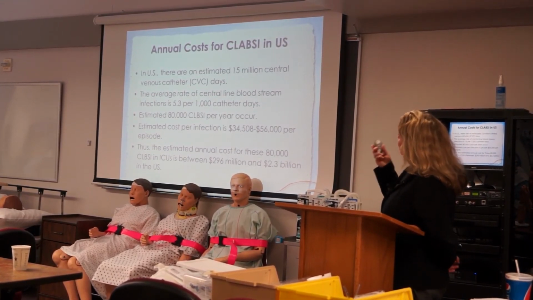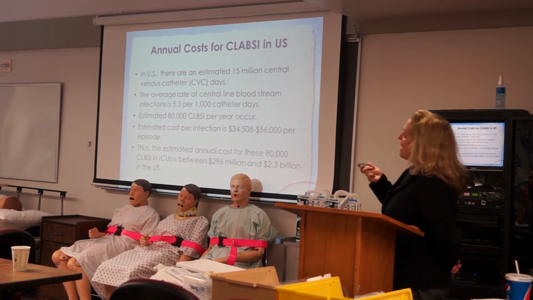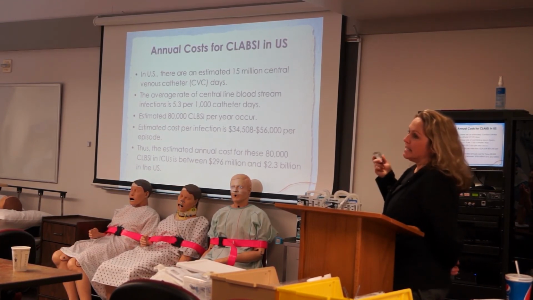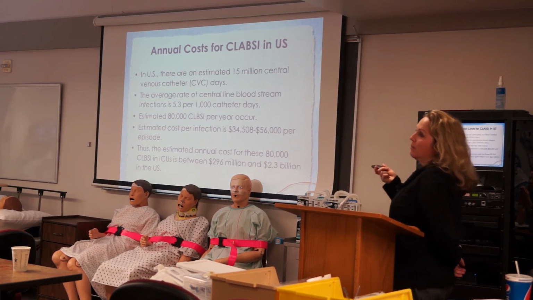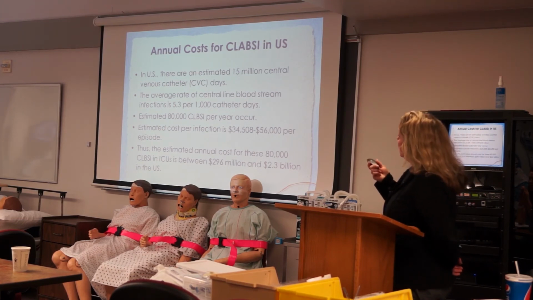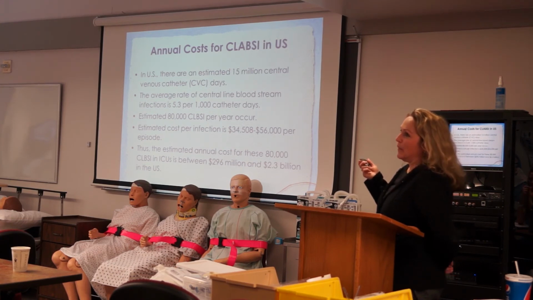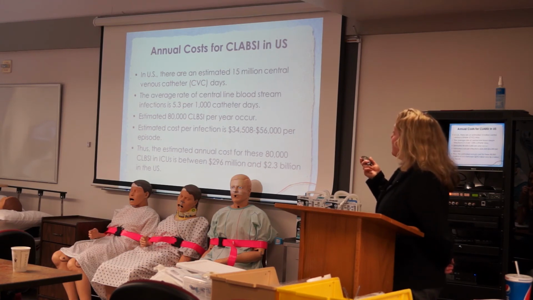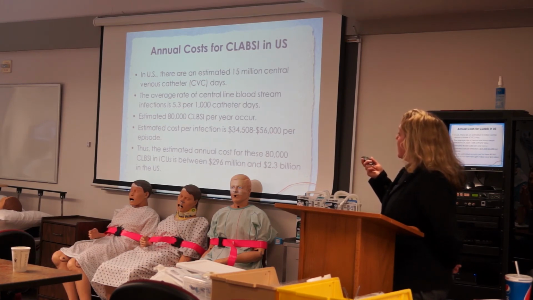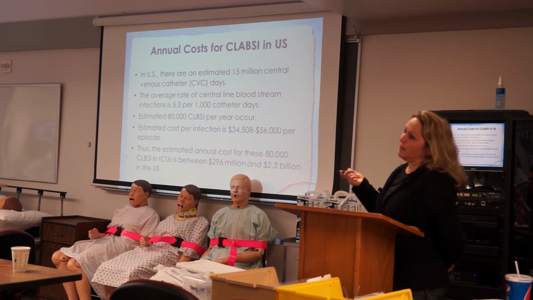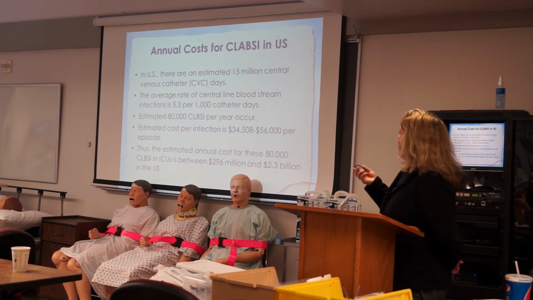CLABSI is such a big deal because it costs a lot to care for. There are 15 million central venous catheter days, that's how many days CVCs are in place in the United States. And the average rate of infection is 5.3 per 1,000 catheter days, which you think, well, that's really not that bad. But if you get one, it's pretty bad, and it costs a lot of money. They estimate about 80,000 CLABSIs happen per year, and it's $34,000 to $56,000 per episode to treat one of these. It's really a big deal, and this is why the hospitals really want to keep their CLABSI rates down.